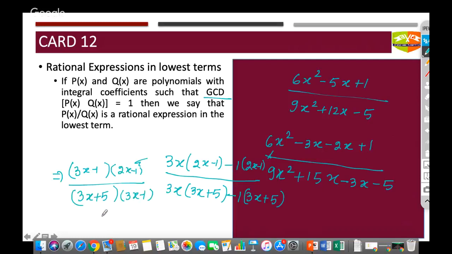Now in the numerator and denominator you see that 3x minus 1 is common. So what you can do over here is cancel out 3x minus 1. So this gives me (2x minus 1) divided by (3x plus 5). This is the lowest form. So that is how you can solve these kinds of questions.